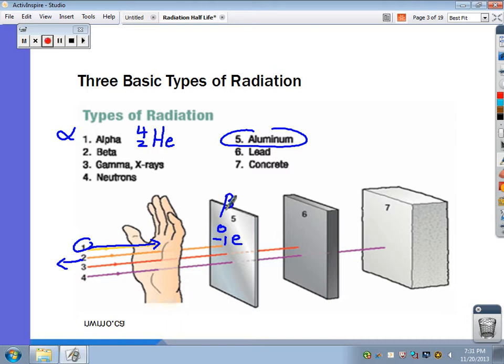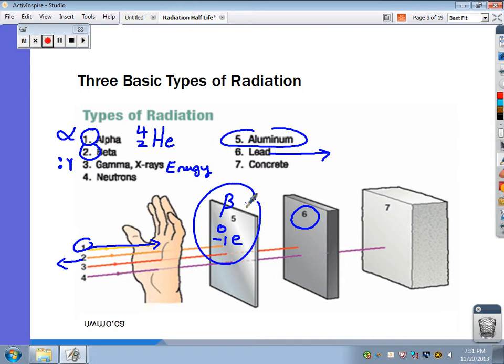Gamma or X-rays, they're not both the same thing, but gamma and X-rays are stopped by lead. That's why you use that at the dentist's office or the doctor's office. And so gamma radiation is a funny little symbol with a 0, 0, and we'll come back to that later. Okay, this is a form of energy. Whereas 1 and 2, alpha and beta, and this was beta right here, I ran out of room up there, those are actually particles.